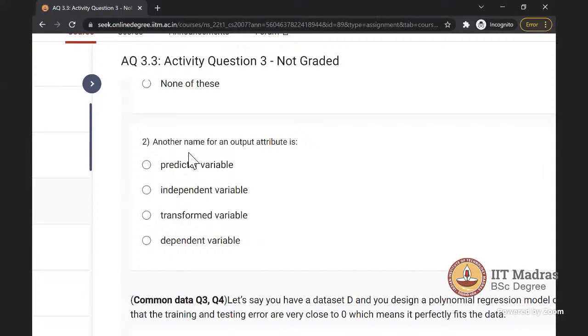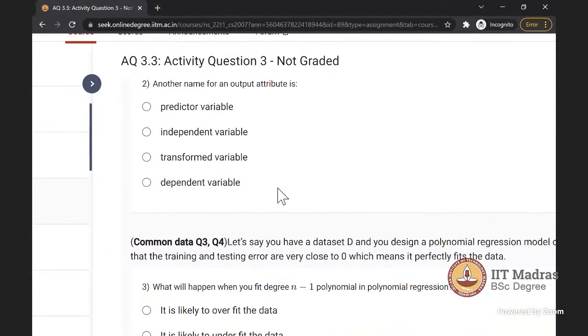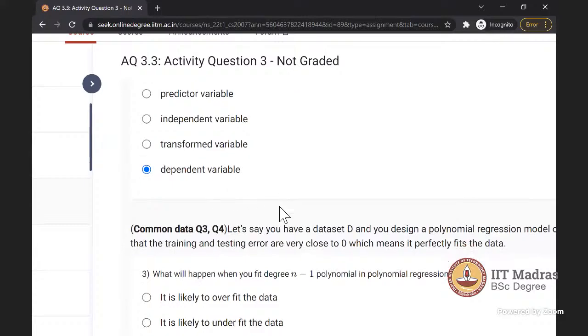Another name for an output attribute is: predictor, independent, transformed, or dependent. Dependent. Right. Predictor is another name for feature. Independent is also the same thing. Transformed variable, we can have the labels as well as features transformed, so this is not decisive. The only option is dependent variable.